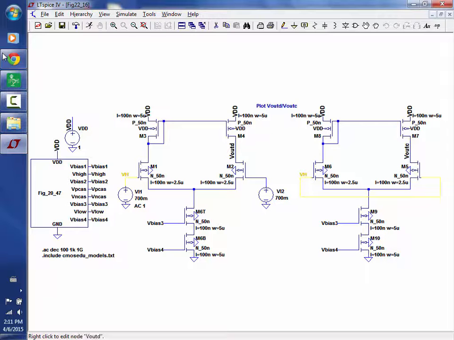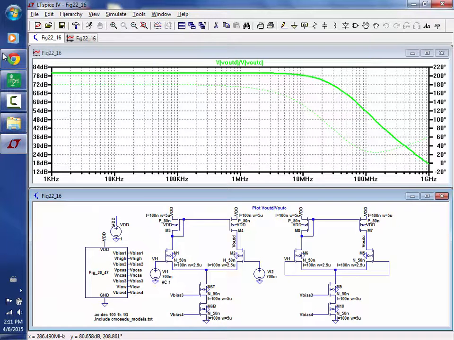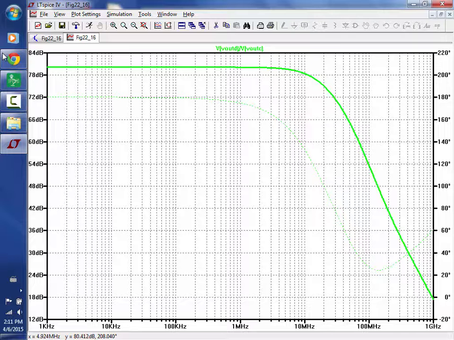So this will give me V out D over V in. This will give me V out C over V in. And then to get the common mode gain, it's V out C over V in divided by V out D over V in, or just V out C divided by V in. So we can hit run. And there we see it starts rolling off. Nice little common mode gain.